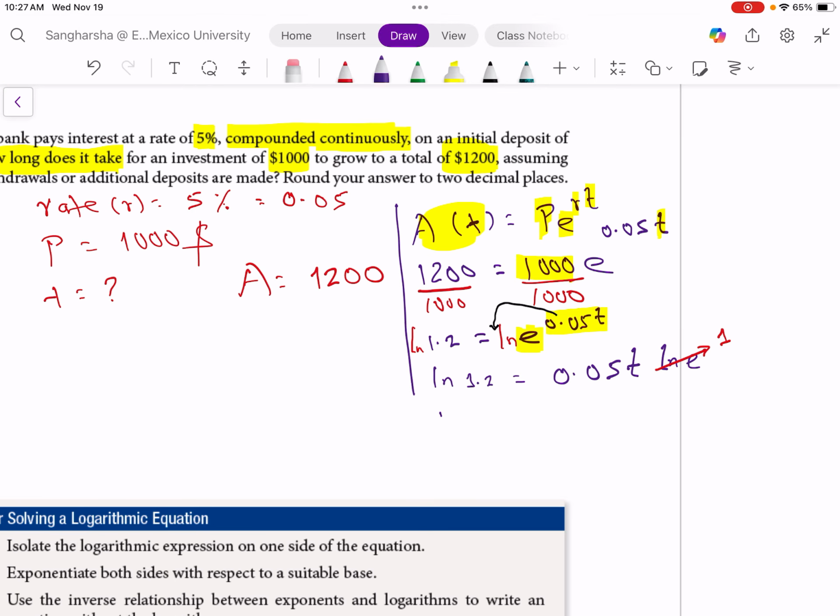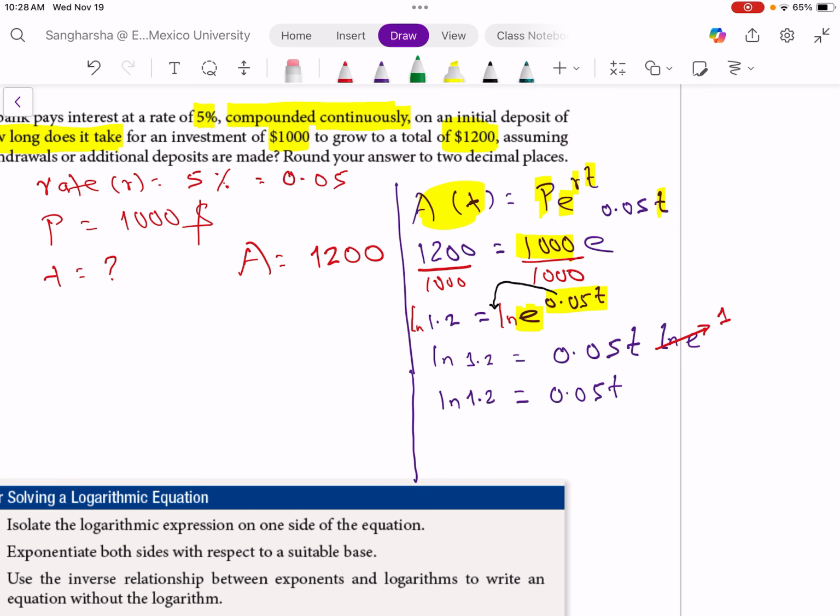So you can find the value of ln of 1.2 if you want. If not, you can keep this as it is, equals 0.05t. Now we get rid of 0.05 by dividing both sides by 0.05.